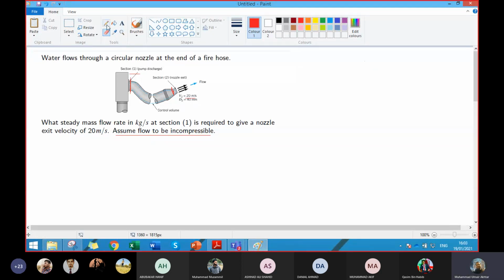So if I ask you to write the general equation of continuity, that would be partial by partial t of the integral over the control volume of rho dV, plus the integral over the control surface of rho V dot n dA, equals 0, right?